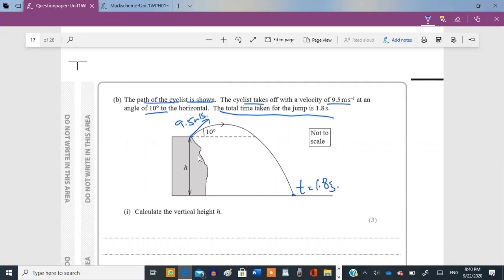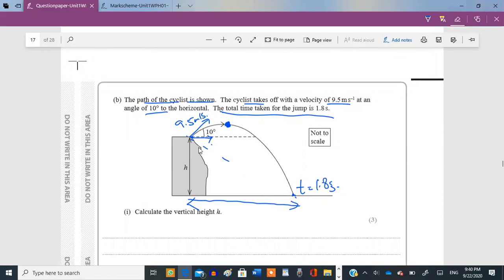This height is needed. To calculate this height, you have the total time, right? Before that, let me tell you something: the horizontal component of velocity is going to stay constant throughout the motion. Using it we could calculate this distance, but we won't be able to calculate that distance, so we don't need to go into that method.